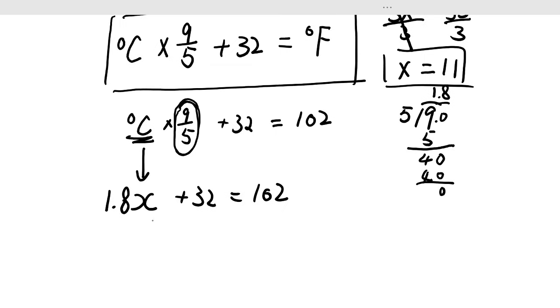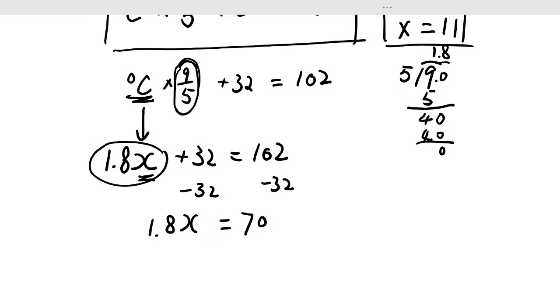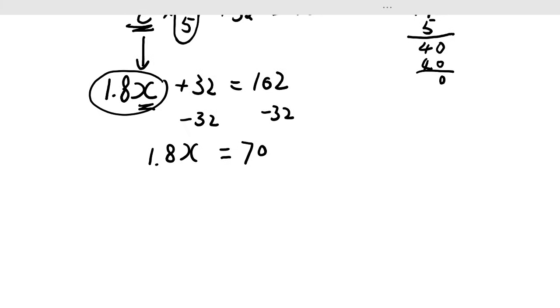We just have to solve for x, then tell the person what number he or she should follow. All right, so let's solve that. So we do the same. We're going to get x by itself. We're going to subtract 32 on both sides. That's going to be 1.8x equals 70. In order to get x by itself, we just have to divide by 1.8 on both sides.